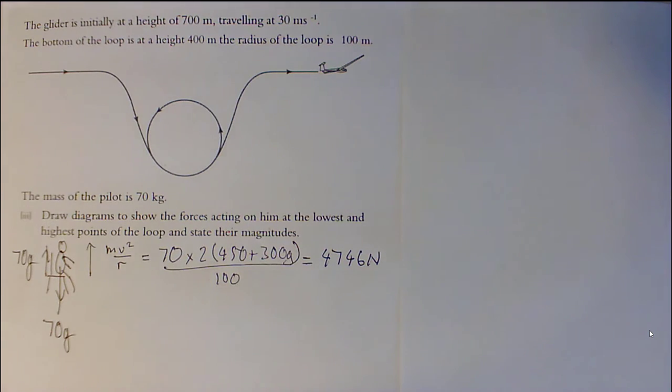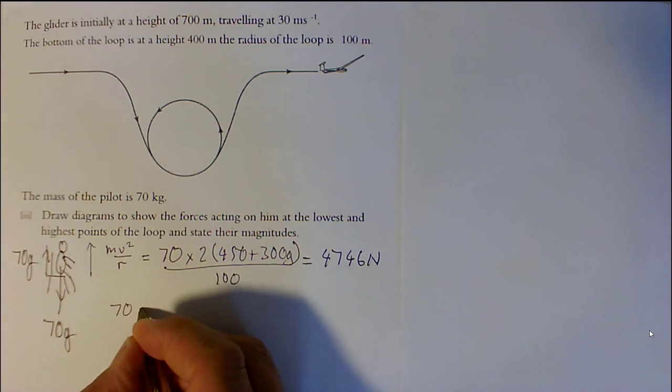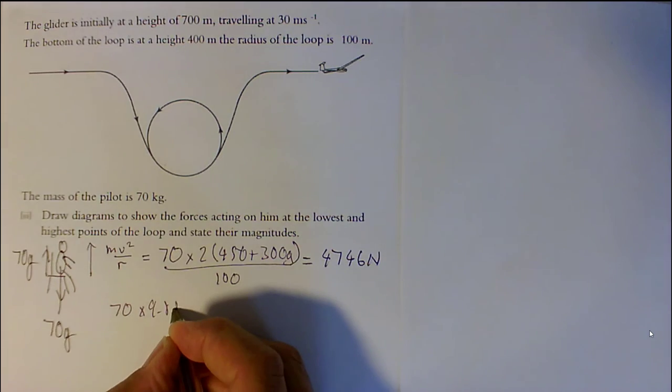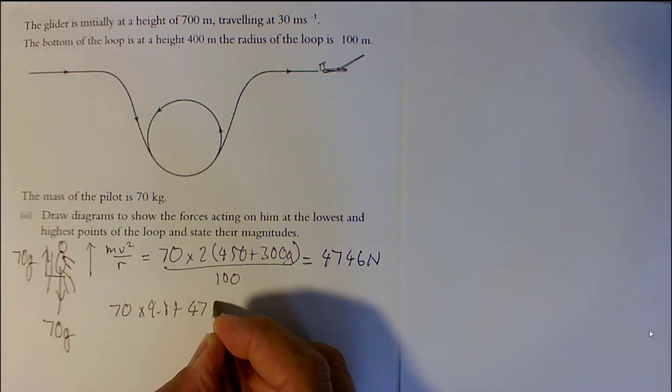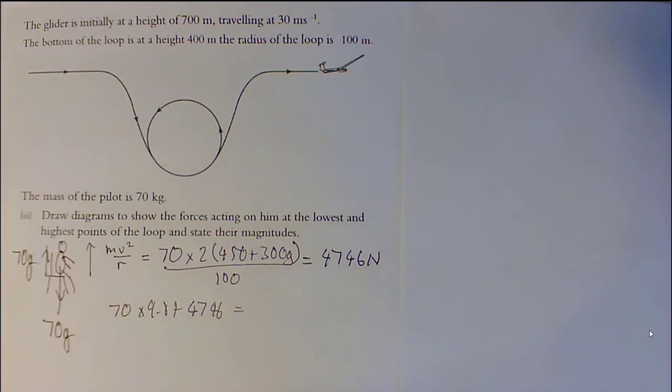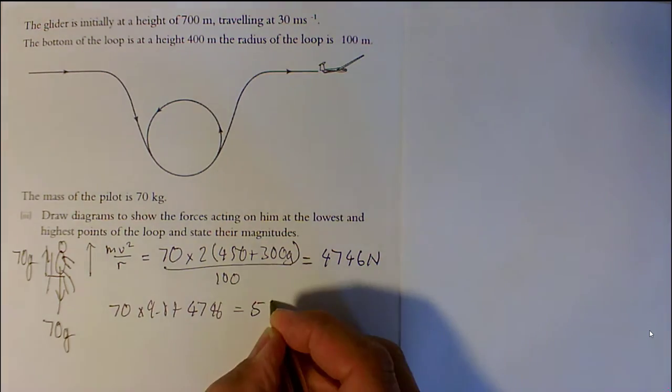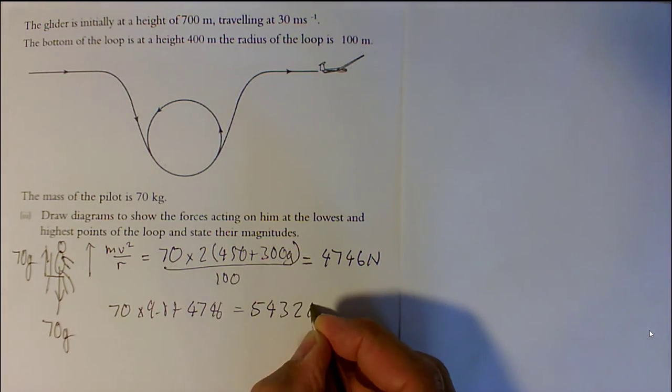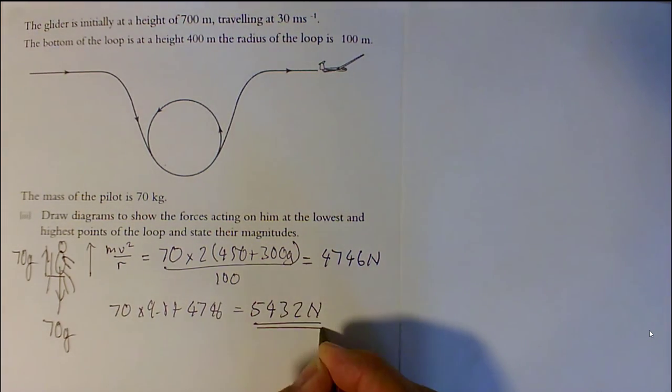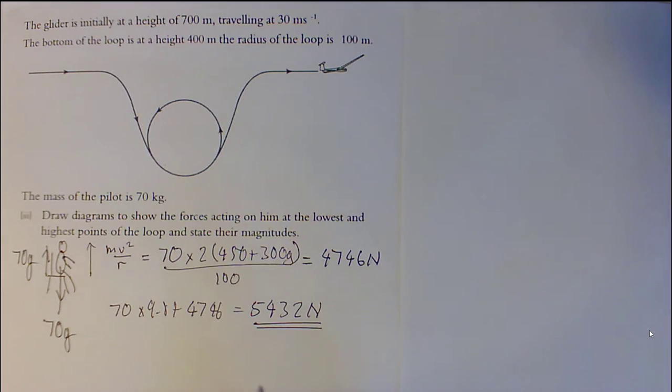We have to add that to his weight of 70g. Therefore, the reaction force of that seat on the pilot is 70 times 9.8 plus 4746, which comes out as 5432 newtons. Once again, I think you will find that figure differs from the one in the back of the book. Not by much, but by about 100 newtons.